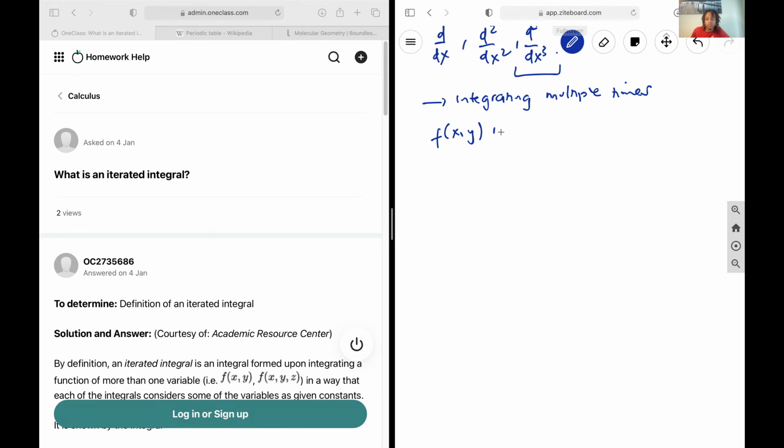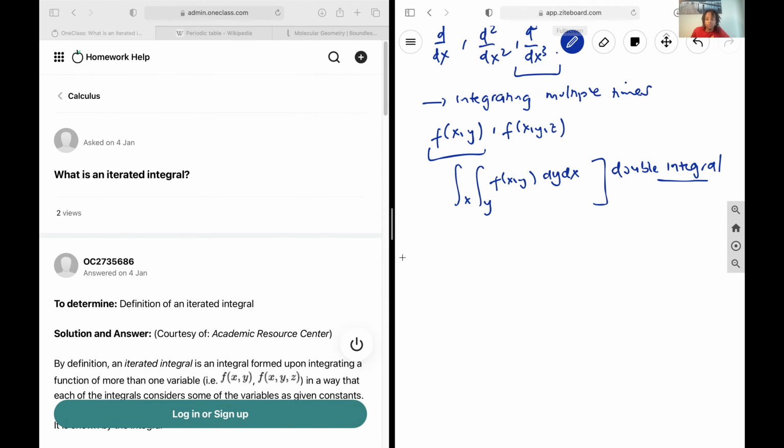And so if we have f of x, y or f of x, y, z, you could have as many variables as you'd like, or as given in the question. So let's take the example of f of x, y. What integrating multiple times would look like would be integrating over x, and then integrating over y, f of x, y, and let's say we're doing dy, dx. And so this would be a double integral.